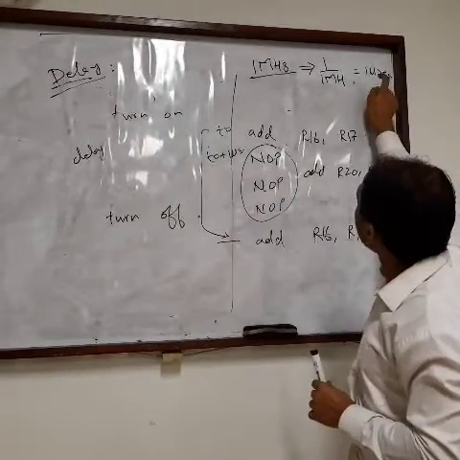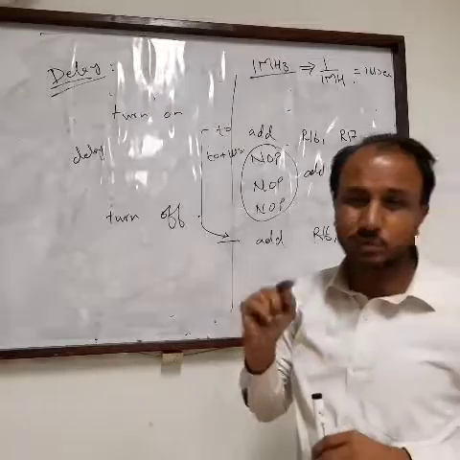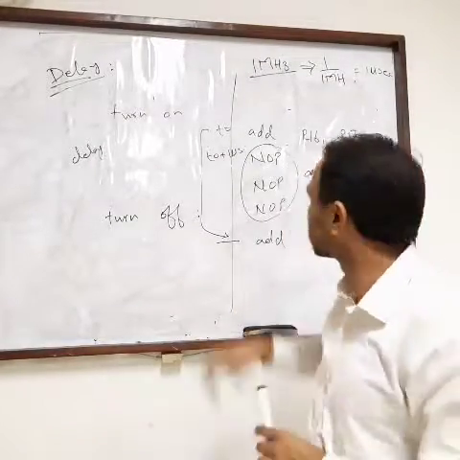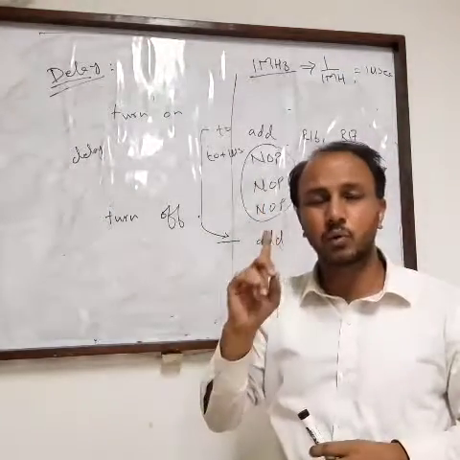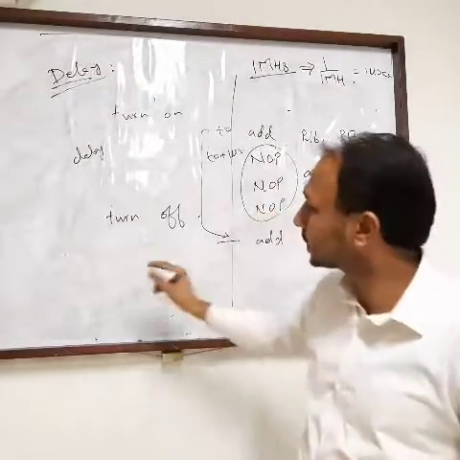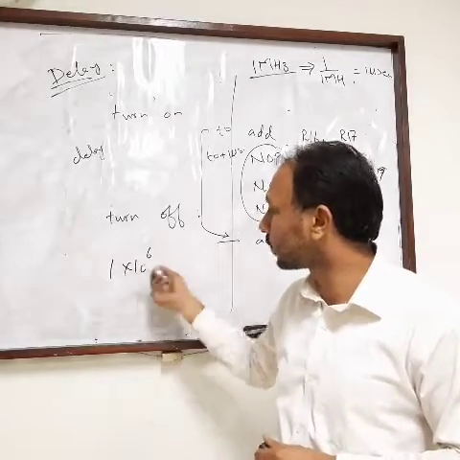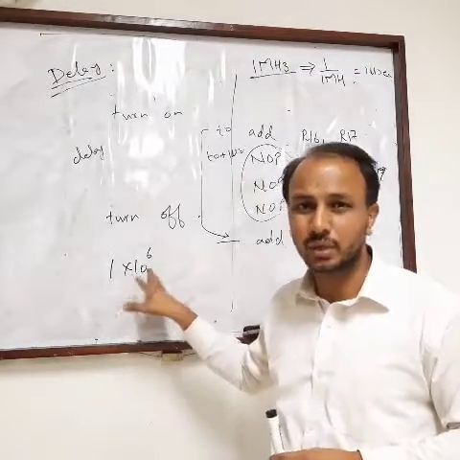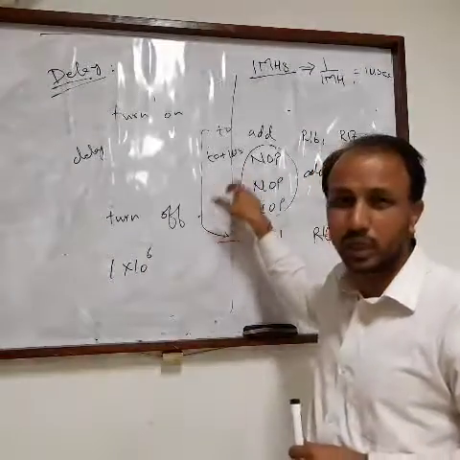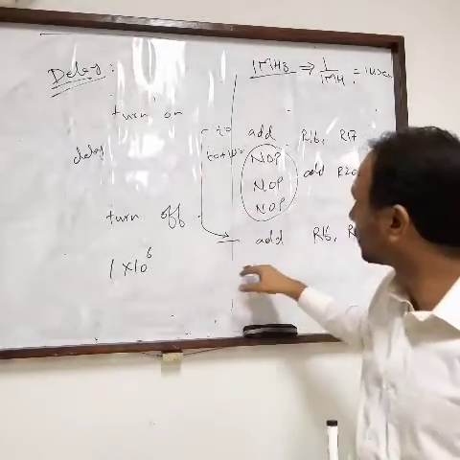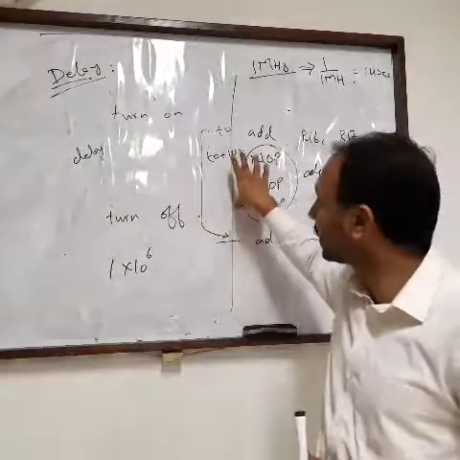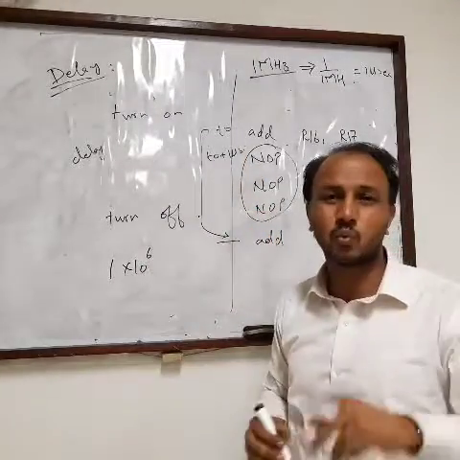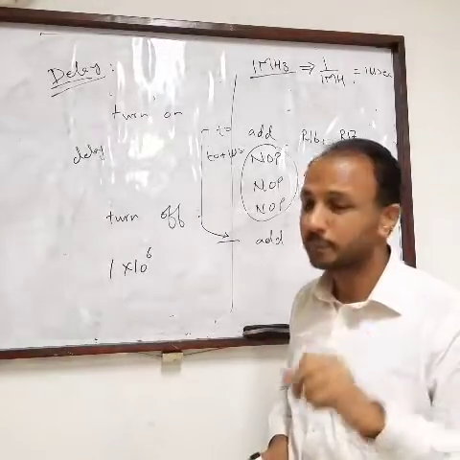If our clock speed is 1 microsecond and our instruction, for example, takes 1 microsecond, we need to use a useless instruction, for example, no operation, 1 mega times. 1 mega is 1 into 10 raised to power 6. So we have to use NOP, NOP, NOP, no operation, no operation, no operation. We would need 10 raised to power 6 instructions just to make a 1 second delay.